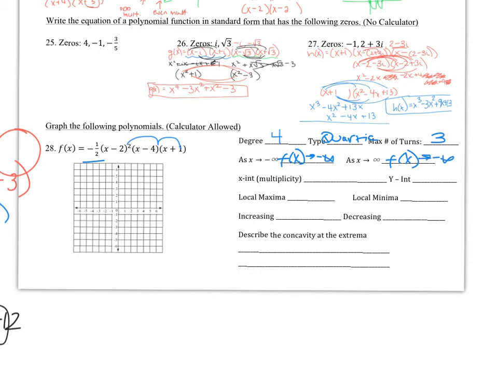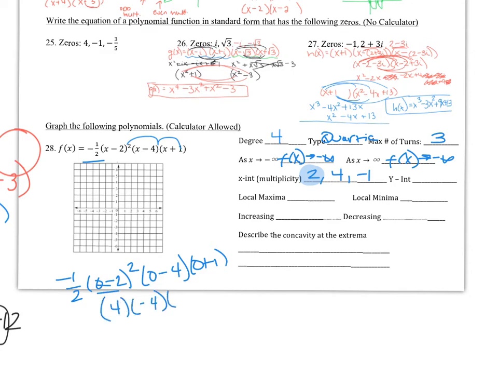So now I want to know the x-intercepts. So the x-intercepts are 2, 4, and negative 1. And I'm just going to highlight the one with an even multiplicity. The y-intercept, so I just would have to plug in 0. Zero minus 2 is negative 2. Negative 2 squared is 4. 0 minus 4 is negative 4. 0 plus 1 is 1. So now I have negative 16, and I have to multiply negative 1/2 by that, which is 8. So my y-intercept is 0, 8.